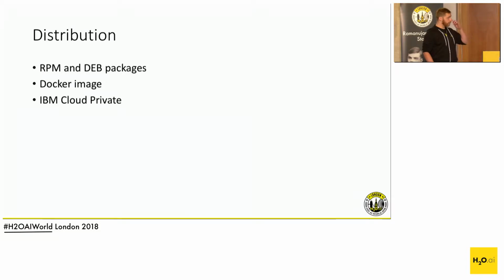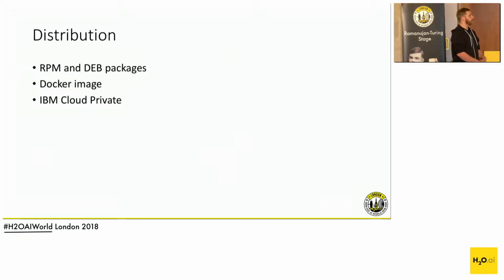So now it's distributed as an RPM and Debian package as well as Docker images, and it contains everything you need to get up and go. So you don't have to install anything else. You just install these packages, and immediately you're able to run Driverless AI on the Power system.